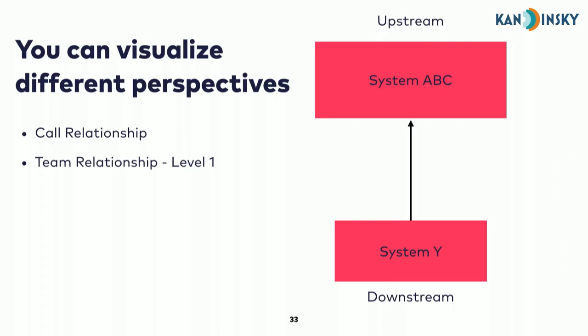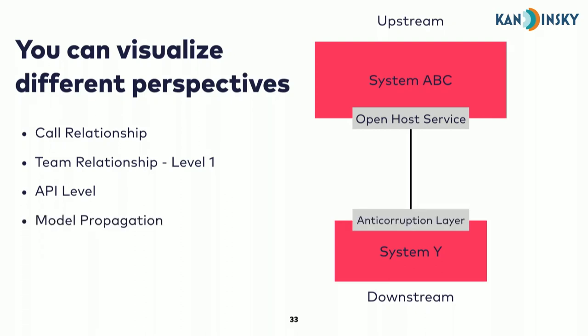Now the next thing is I can drill down into an API level. So we have the open host service. I can drill down into a model propagator. I can see, okay, against the open host service, I'm a conformist. Or I can even drill down further into a second level of the team relationship. Which kind of relationship is that? Is that a customer-supplier relationship?